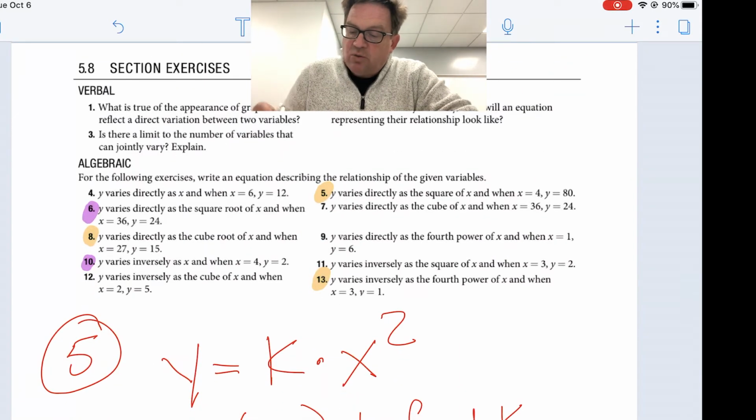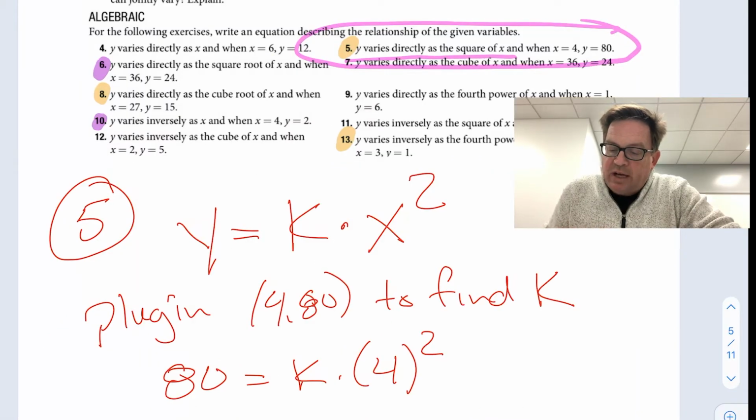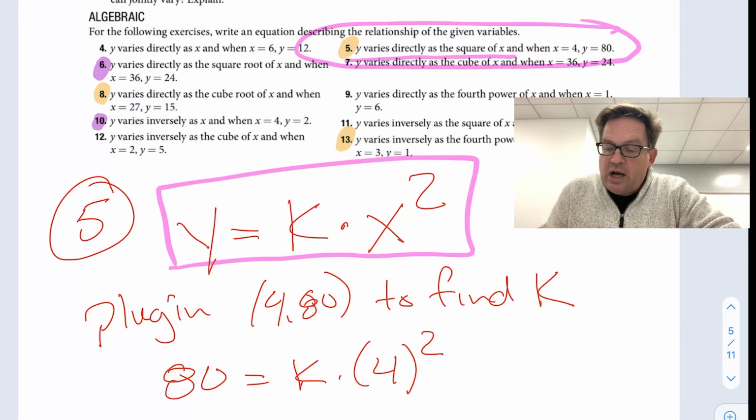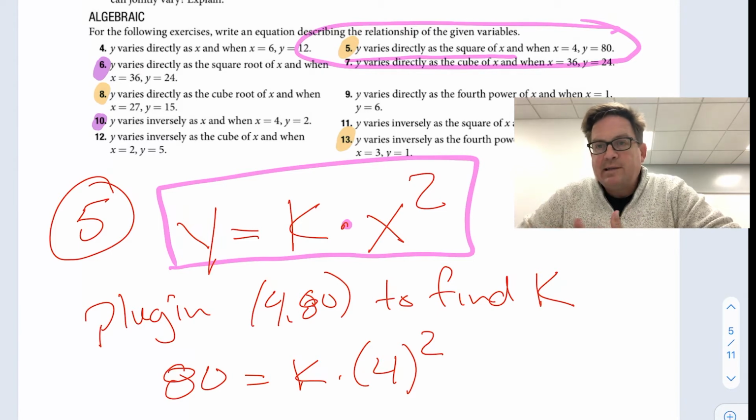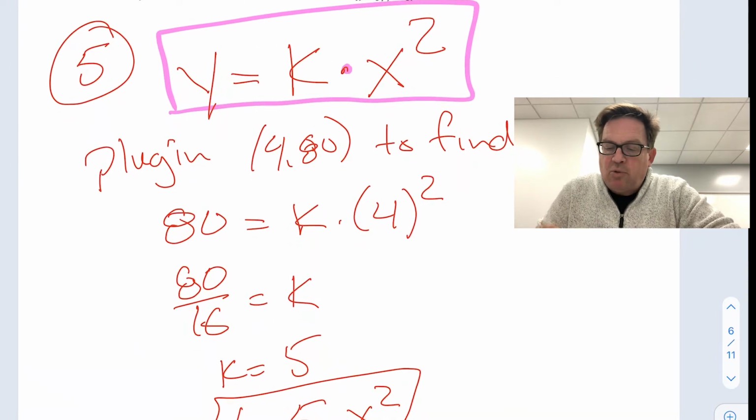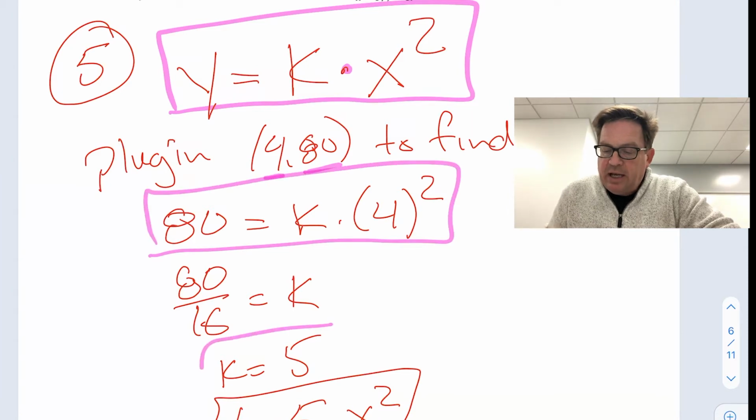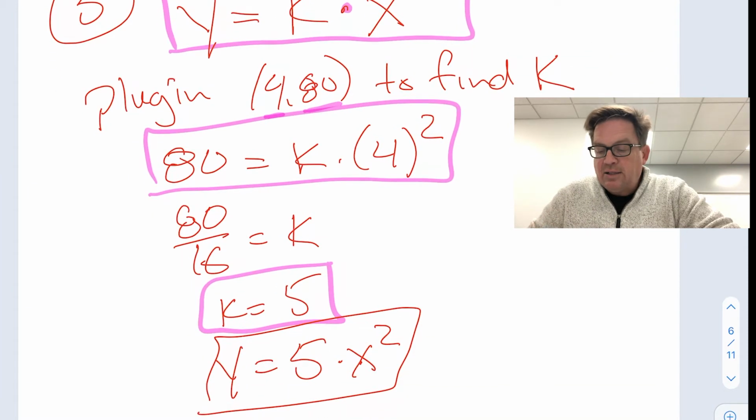In general, let's look at number 5 as an example. If y varies directly as the square of x, what that means is y is proportional to x squared. So you can write down an equation: y equals k, some constant of proportionality, times x squared. In order to find that constant, they give you some point. When x is 4, y is 80. I can plug that into my equation and solve for my constant. In this case, my equation would be y equals 5 times x squared.